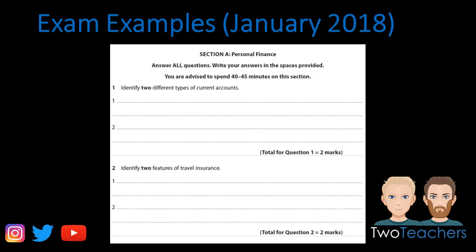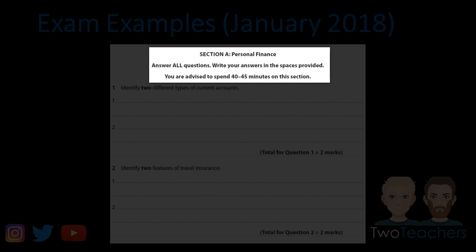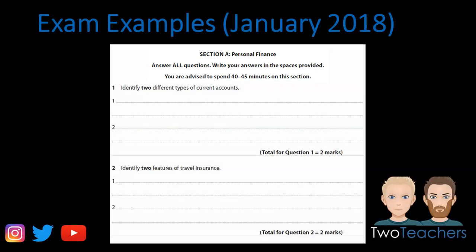So, moving on. I think it's important that you see a few examples of the types of questions that you're going to be assessed upon before you actually have your assessment. As you can see there, as I mentioned earlier, you're advised to spend 40 to 45 minutes on Section A, which is personal finance. And then you've got two typical lower mark questions there. Again, we've got videos on these topics that will help you revise, ready for your exam.